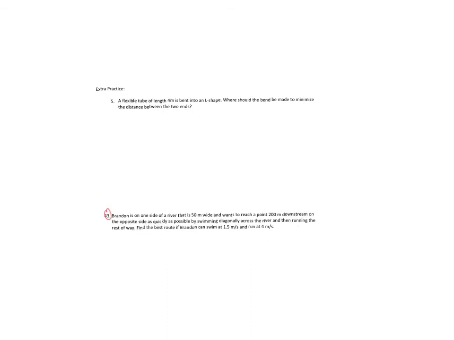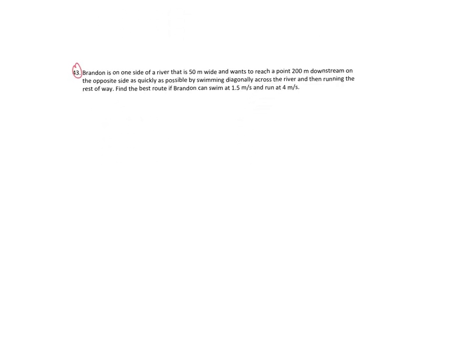All right, so I'm going to jump to the third page in your packet, and we're going to look at number 43 here. Okay, so Brandon is on one side of a river that is 50 meters wide and wants to reach a point 200 meters downstream on the opposite side as quickly as possible by swimming diagonally across the river and then running the rest of the way. Find the best route if Brandon can swim at 1.5 meters per second and run at 4 meters per second. Okay, so we've got to define our variables and come up with that equation. So in order to do that, we have to draw a picture. So I'm going to put Brandon right here.